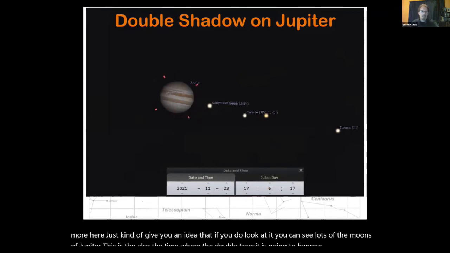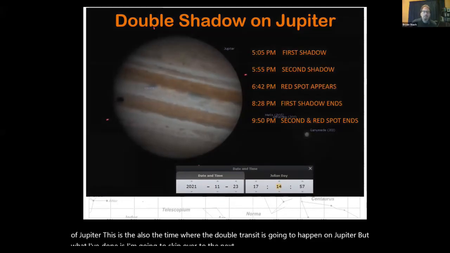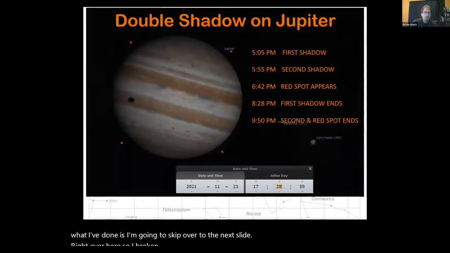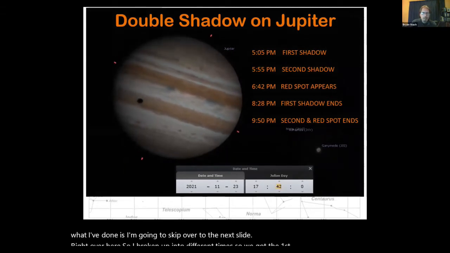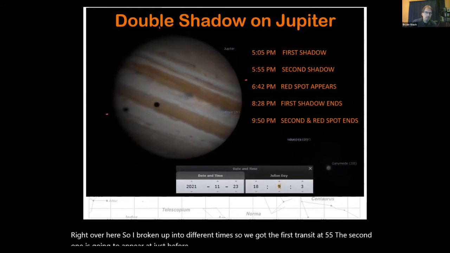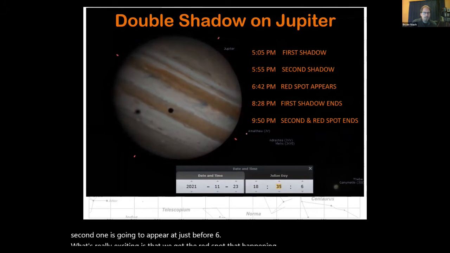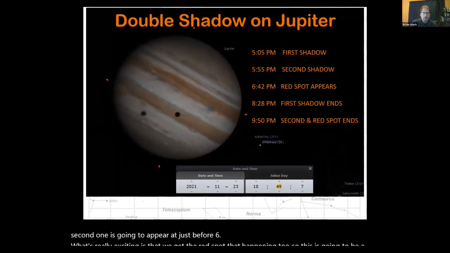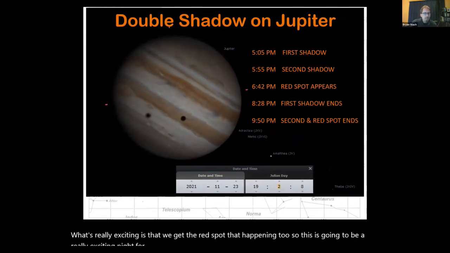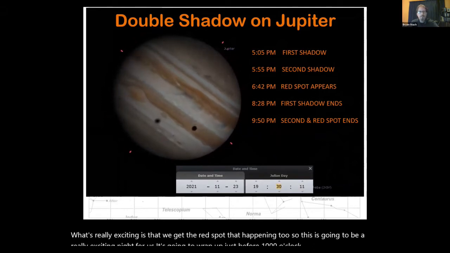I'm going to skip over to the next slide, right over here. So I've broken up the different times. We've got the first transit at 5:05. The second one is going to appear at just before 6. Now, what's really exciting is that we get the red spot happening too. So this is going to be a really exciting night for us. It's going to wrap up just before 10 o'clock, but this is a really good event for you guys to see.